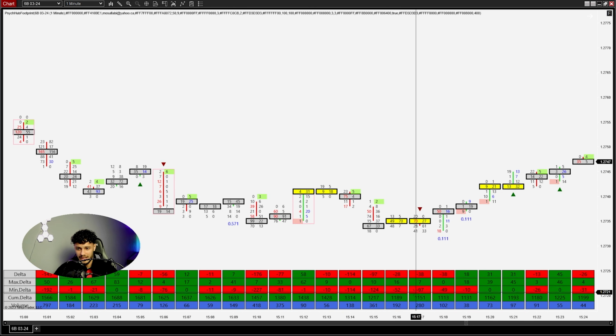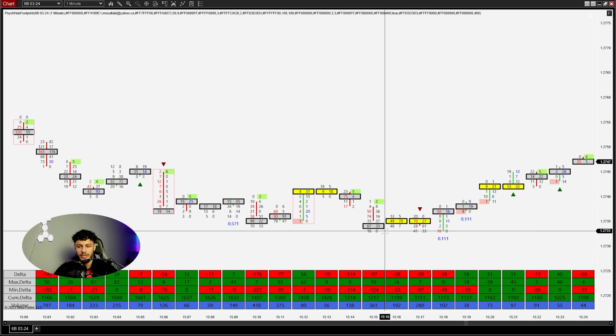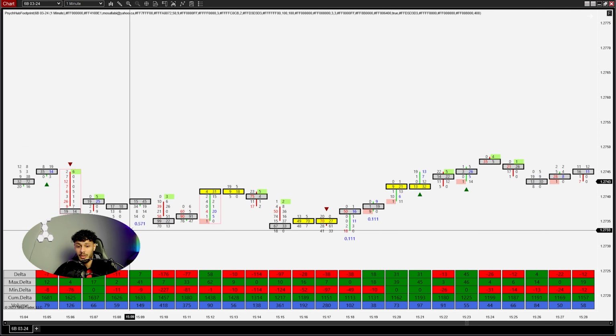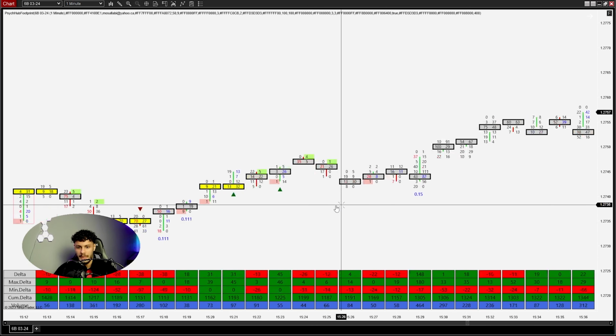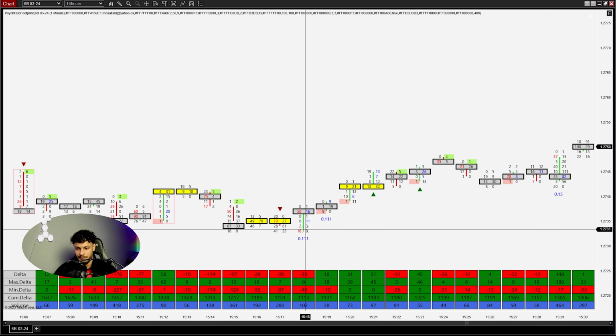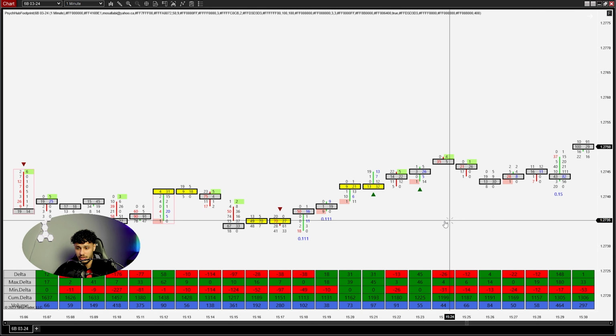Look, sellers, strong selling, strong selling, strong selling. Price going absolutely nowhere, meaning that the buyers are holding this area right here. They're not letting it go anywhere. And then the buyers step in. Now the buyers are in control, buyers in control, buyers in control. And on that retest, I would have gotten in.